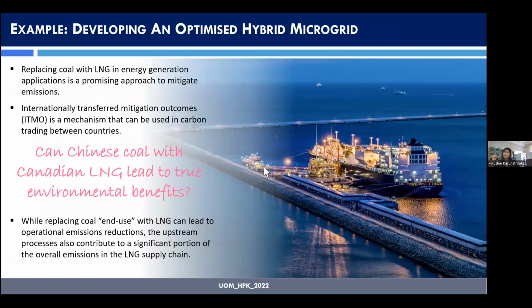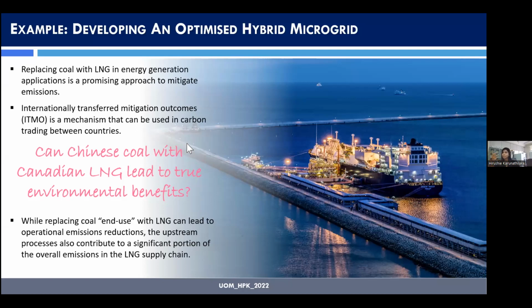Oh, I want to explain one more example here. So pardon me for the title here. This should be replacing Chinese coal with Canadian natural gas. So Canadian liquefied natural gas can be used to replace the coal use in Chinese textile, chemical, and district heating applications. So by doing this, we know natural gas has lower emissions compared to coal.